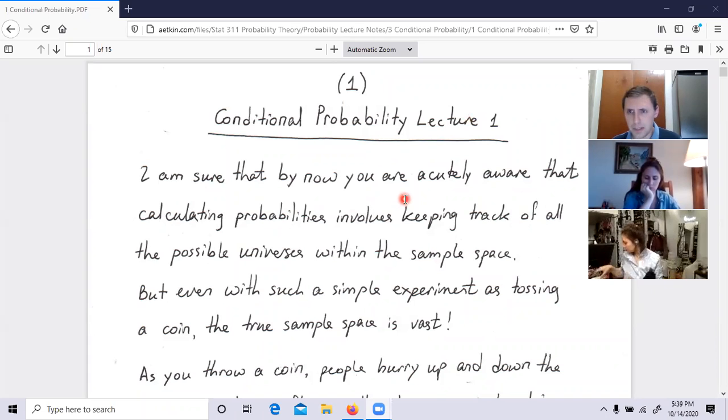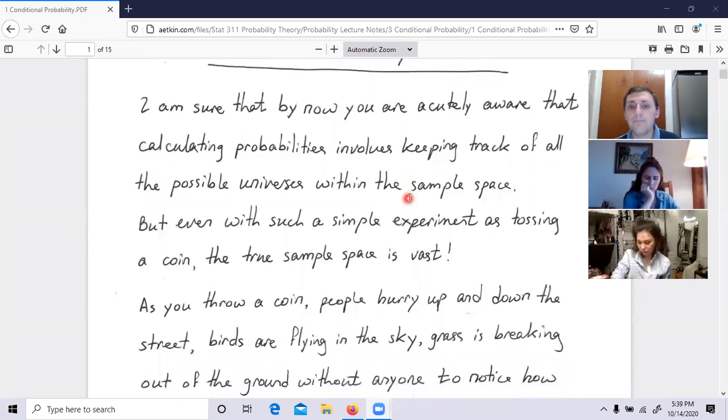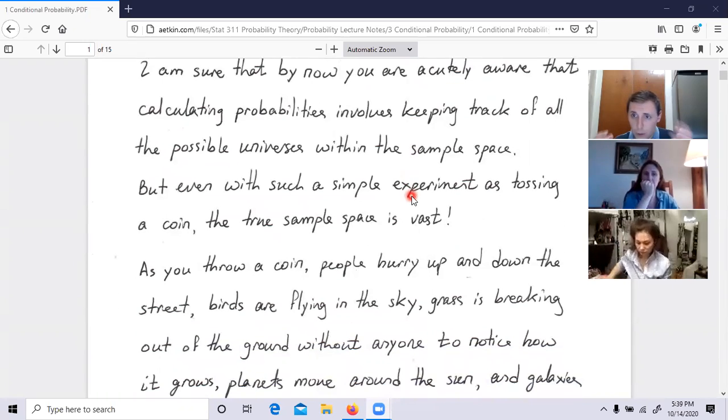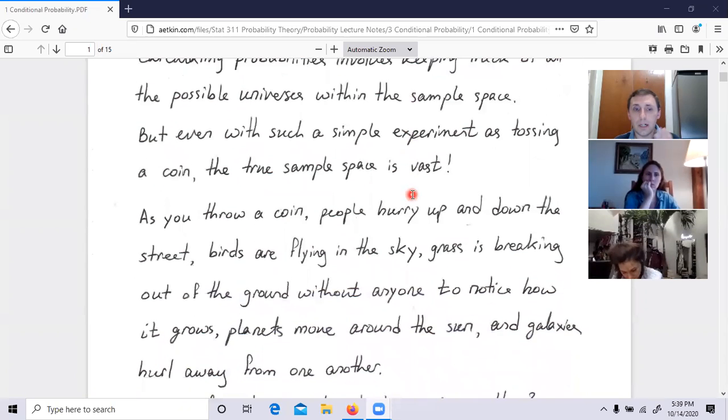Now, the true sample space is actually enormously vast. Think about it. Even if you throw a coin, as you're throwing the coin, you have people walking up and down the street, birds flying in the sky, grass slowly breaking from the ground. What part here is important? When we throw dice, do we have to worry about galaxies spinning away from one another? Or can we ignore that fact?